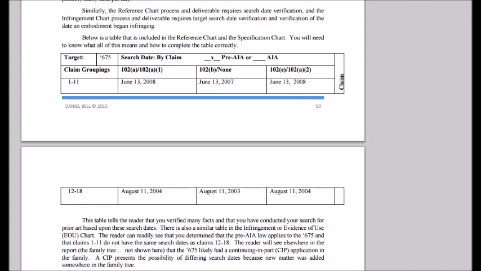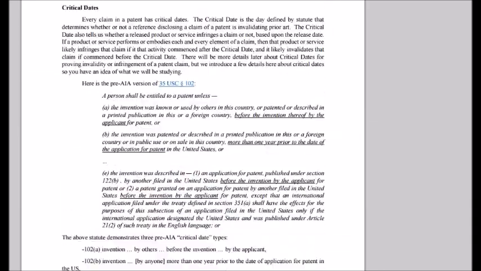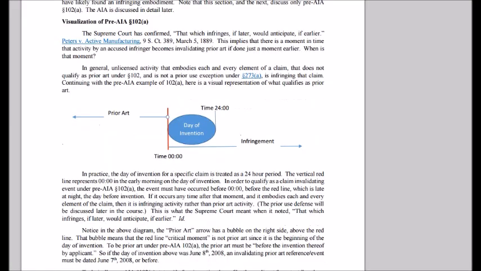and describes how to set the search dates based on the earliest effective filing date with respect to 102B, or the invention date with respect to a pre-AIA 102A. There's a visualization of pre-AIA 102A. Of course, later in the course we cover the AIA, but as you can see here, date of invention is the date you can shield back to, and the little bubble where it says prior art pointing to the left is starting on the day before day of invention. That's a visualization of pre-AIA 102A.